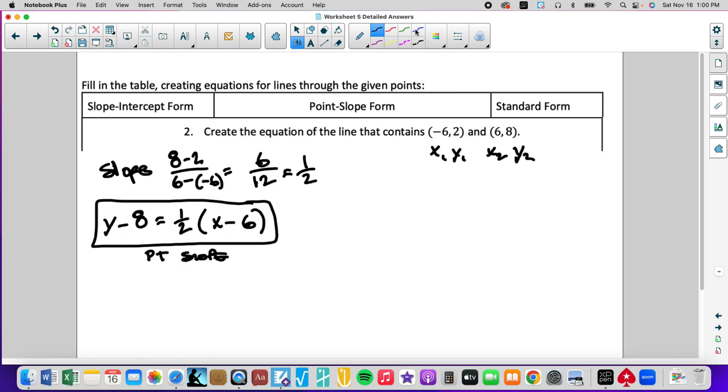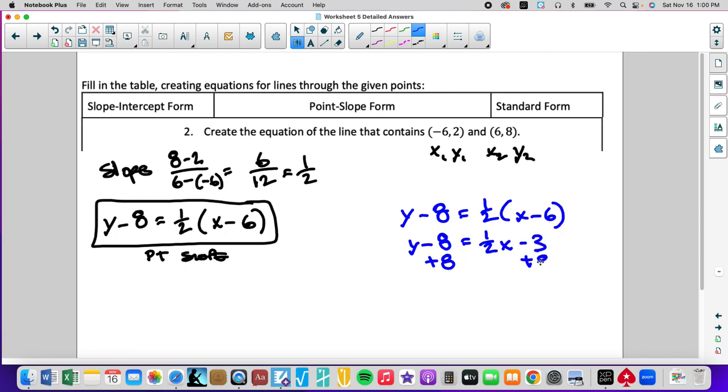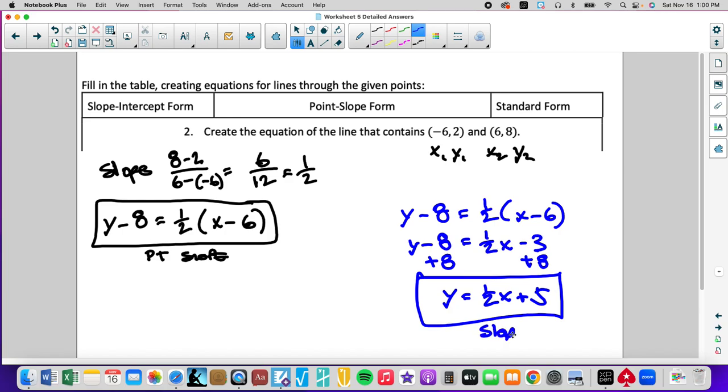And now if I want to take point slope and turn it into slope intercept, I'm going to take y minus 8 equals 1/2 times x minus 6. We'll distribute that 1/2 to get 1/2 x minus 3. We'll add 8. And the equation is y equals 1/2 x plus 5. And that's going to be slope intercept form.